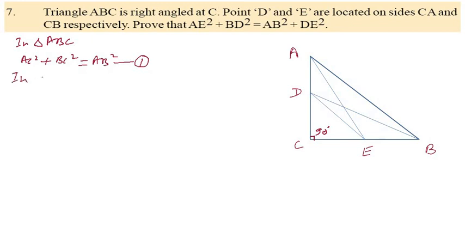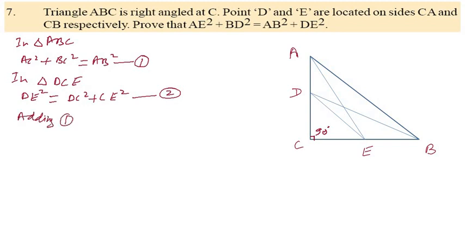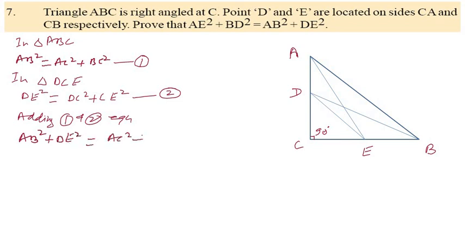Now in the very small triangle DCE, DE square is equal to DC square plus CE square. So it's your equation second. Adding first and second equations, we get AB square plus DE square equal to AC square plus BC square plus DC square plus CE square. That is equation number 3.